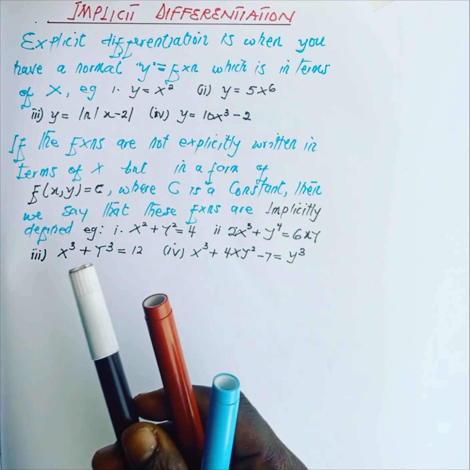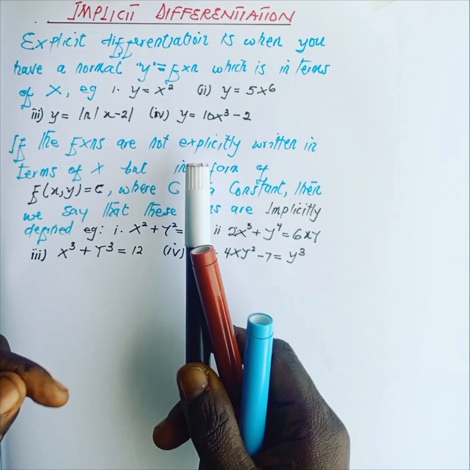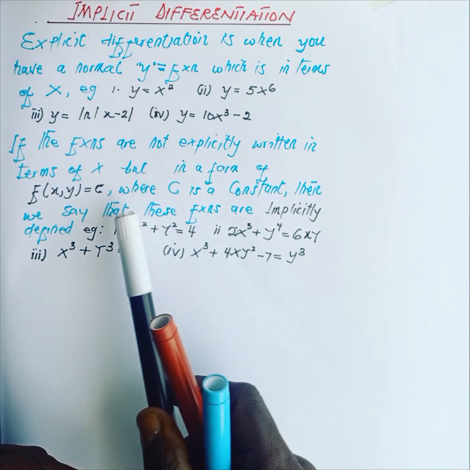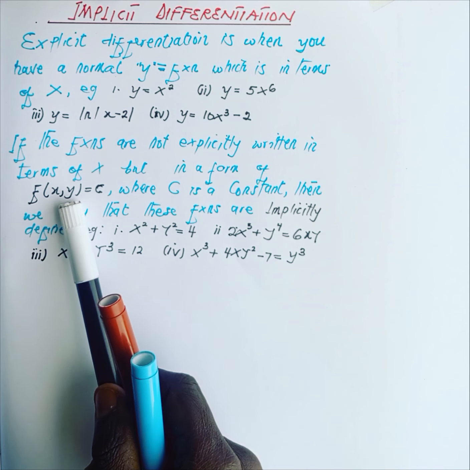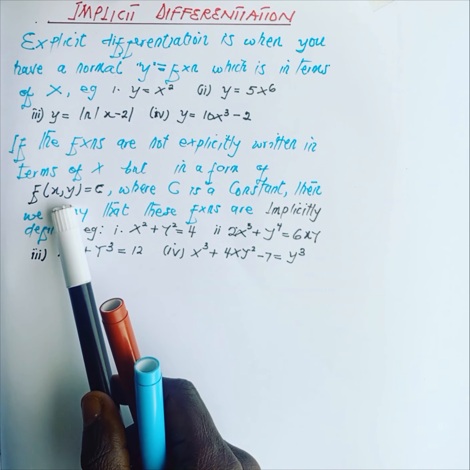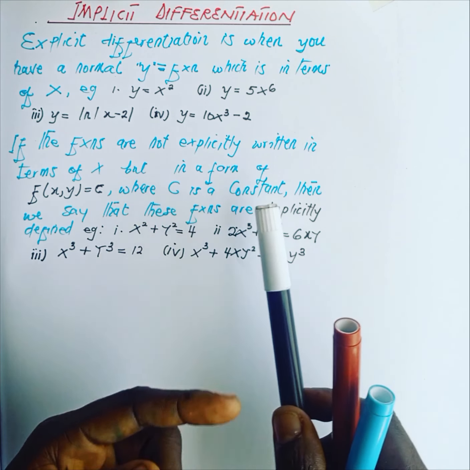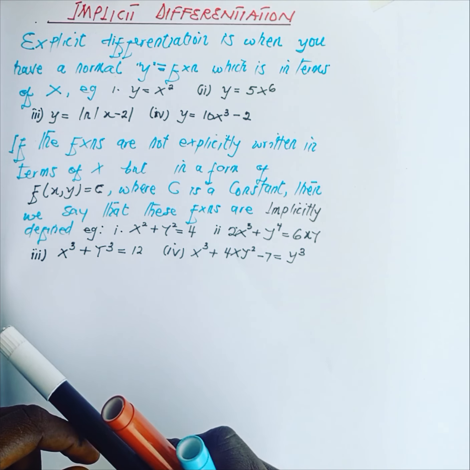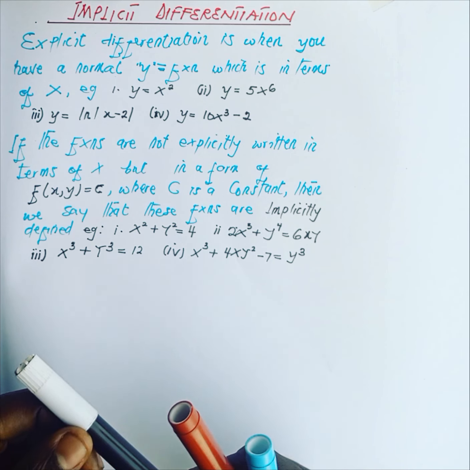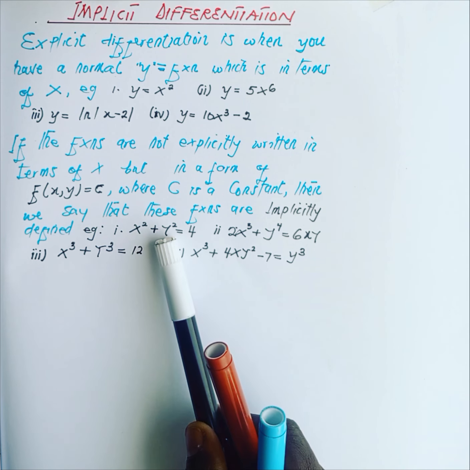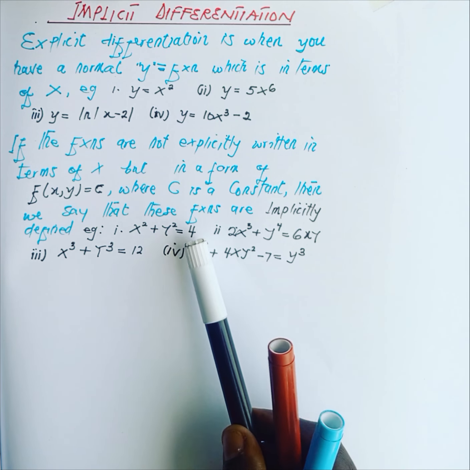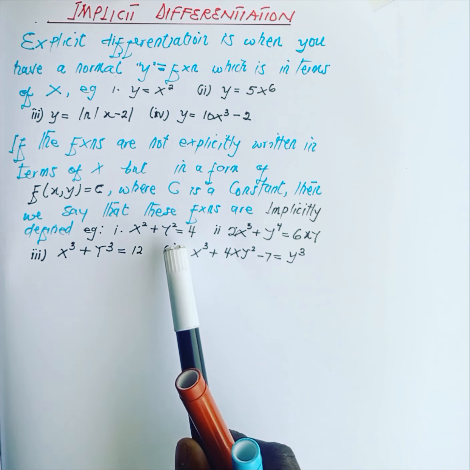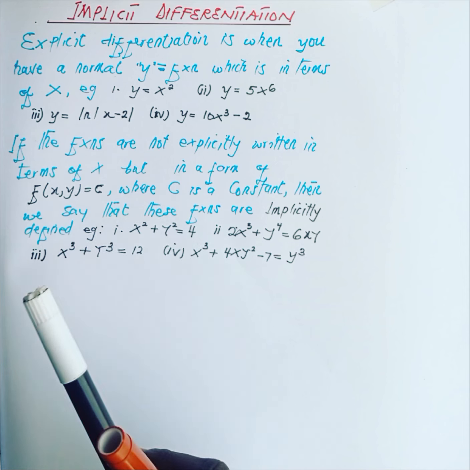Now, what if these functions are not explicitly written in terms of x, but are written in terms of x and then y? That's a multivariable function where c is a constant. Then we can say that these functions are implicitly defined. An example is x squared plus y squared is equal to 4. You can see that this function is written in terms of x and then y, so it is an implicit function.